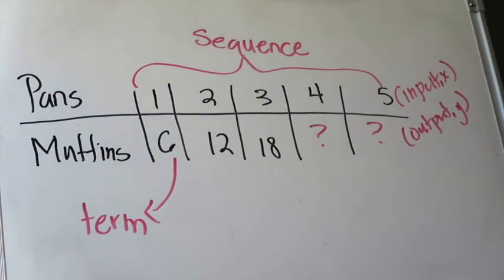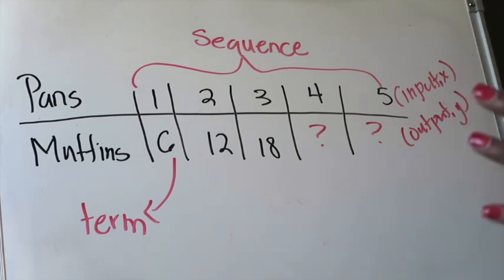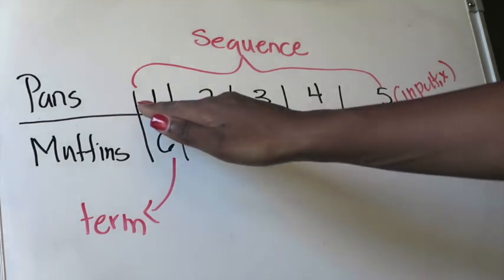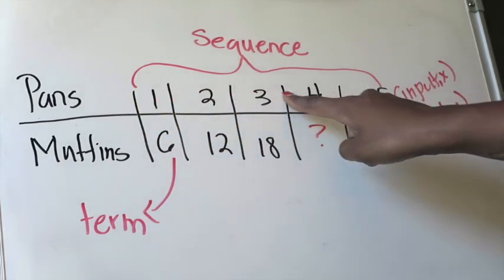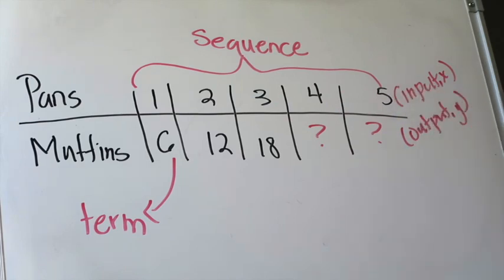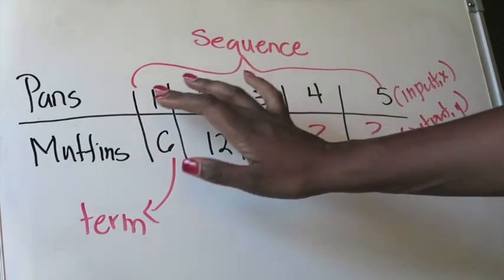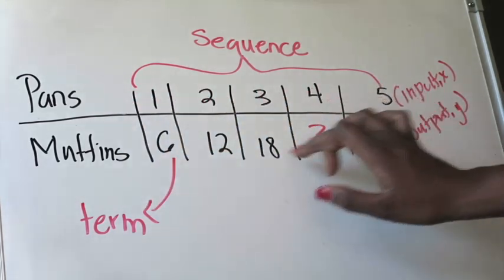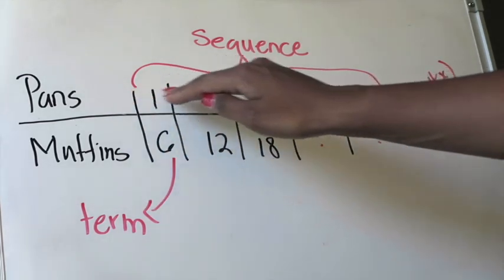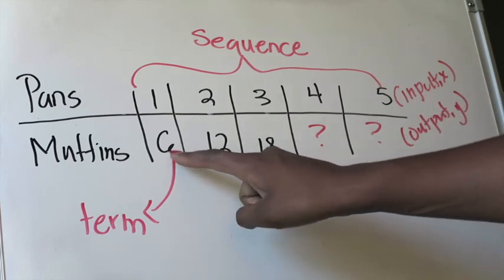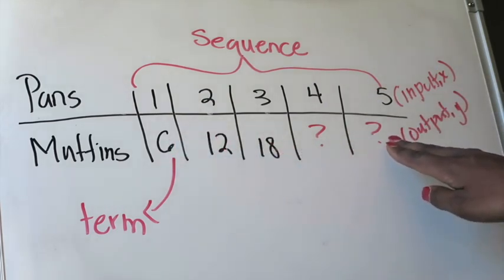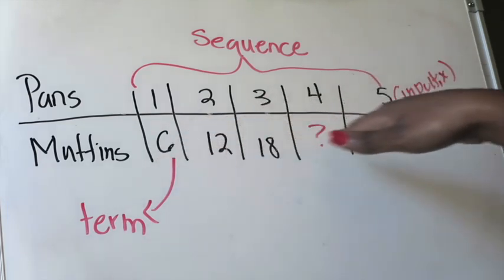Alrighty, here is our first example using a function table or an input-output table. Before we solve this problem, I want us to understand the proper vocabulary associated with these types of tables. Anytime you're looking at a series of numbers going across, from left to right, that is called a sequence. So this is a sequence of numbers, 1, 2, 3, 4, 5. This down here, 6, 12, 18, and then these two numbers that we're going to be figuring out in a second, is a separate sequence.